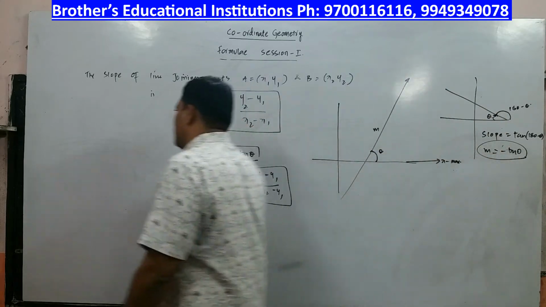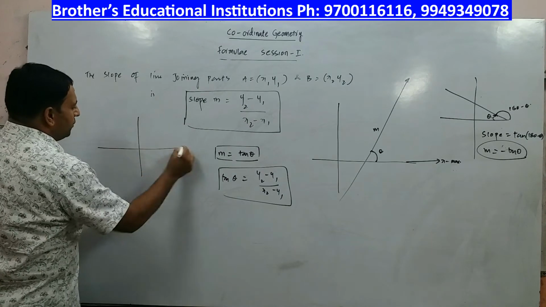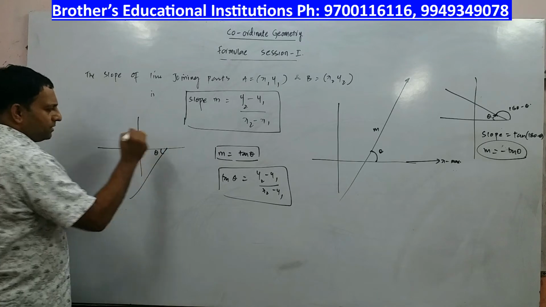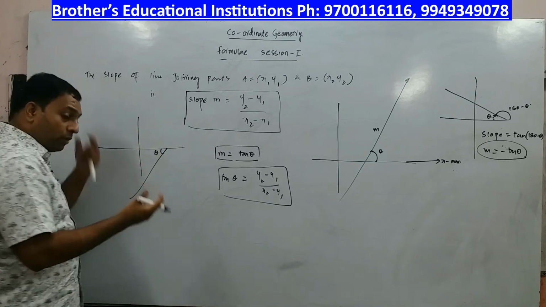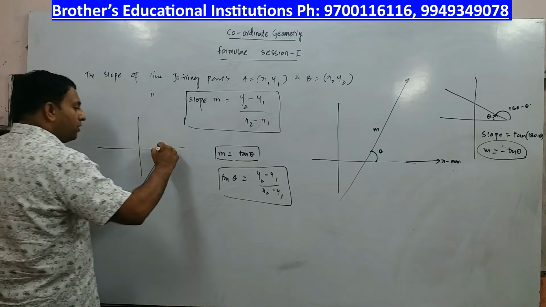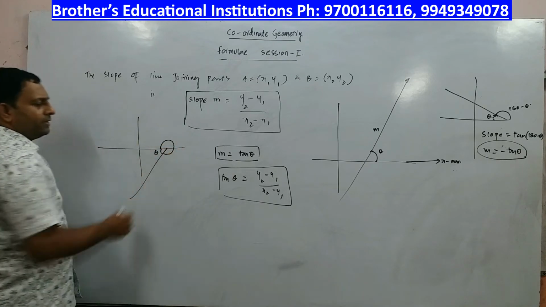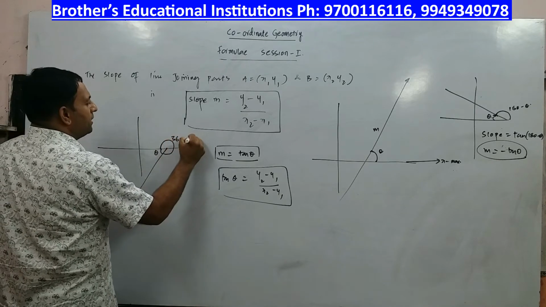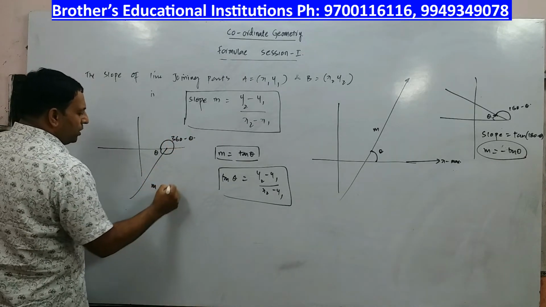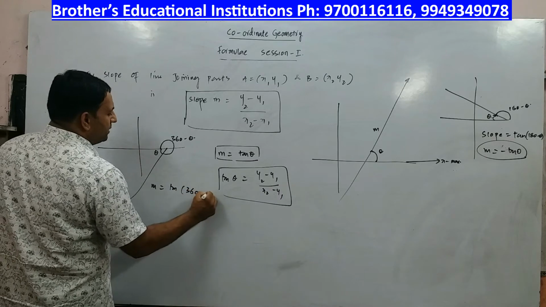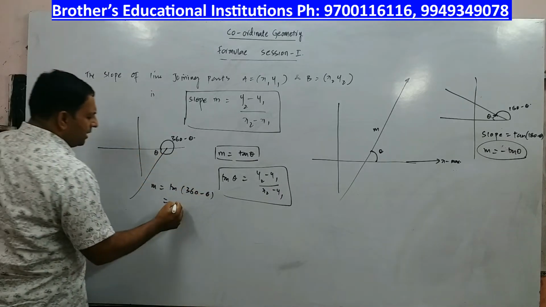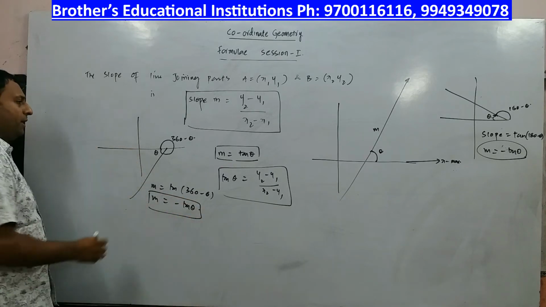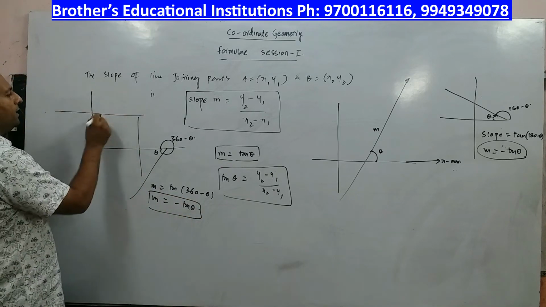Now you may ask me in this way also. Let us say your line is making an inclination like this, theta. If this is theta, then what is the slope? How do you calculate? This is the total angle made with the positive x-axis. It is 360 minus theta. So slope m is equal to tan of 360 minus theta. What is tan of 360 minus theta? It is minus tan theta. So m is equal to minus tan theta.